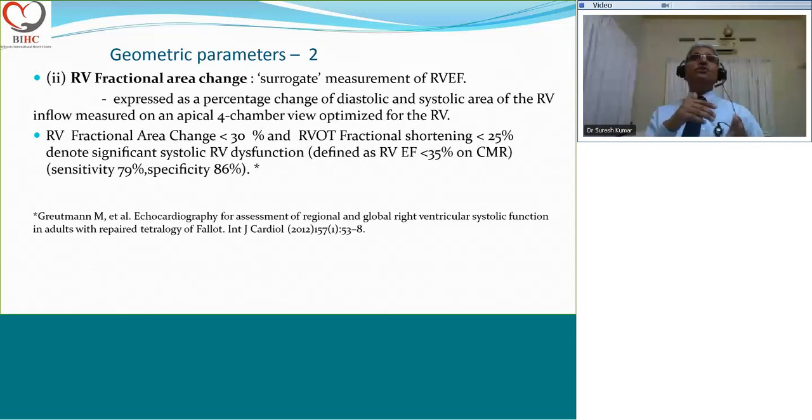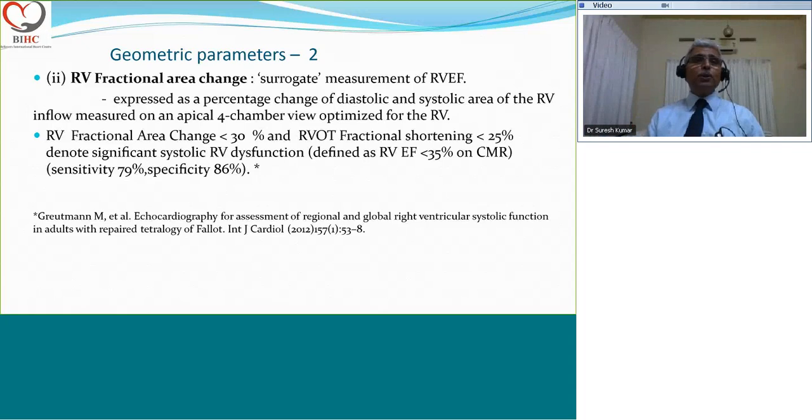So a combination of these two markers addresses two different parts of the right ventricular geometry. The apical 4-chamber view is captured in the fractional area change and the RVOT is captured in the RVOT fractional shortening. A combination of this can predict RV dysfunction on cardiac MRI.